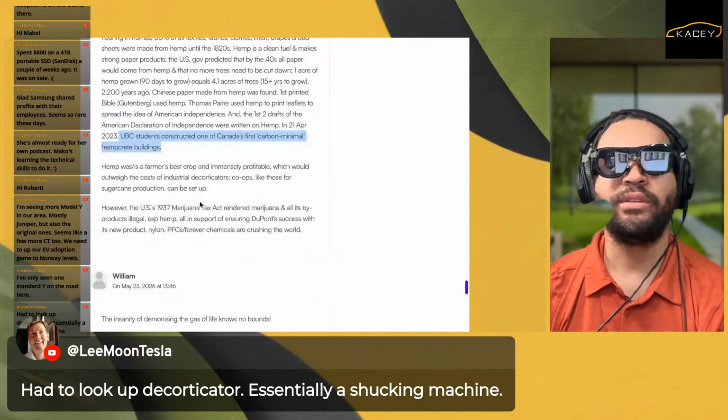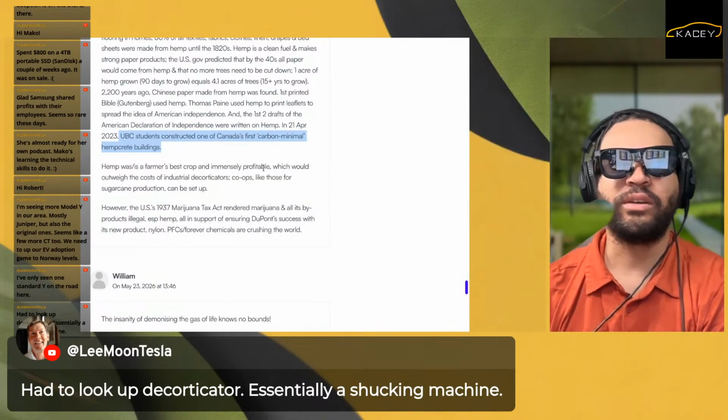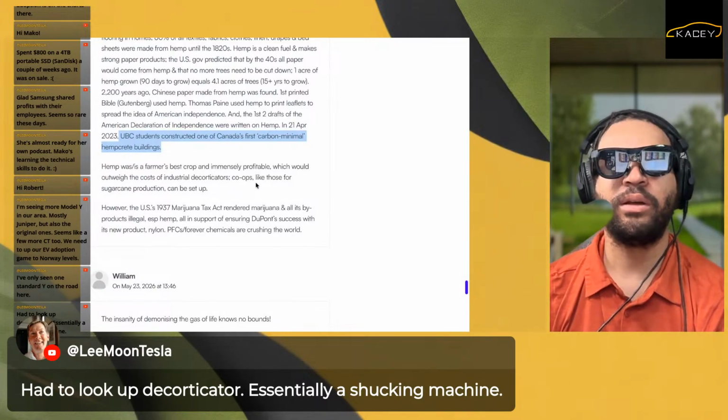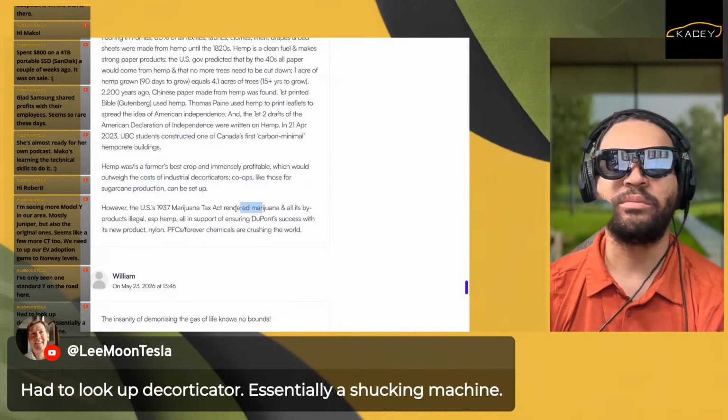Hemp was and is a farmer's best crop and immensely profitable, which should outweigh the cost of industrial decortators. Co-ops like those for sugarcane production can be set up. Yeah, that's a good point as well. However, in the U.S., the 1937 Marijuana Act rendered marijuana and all its byproducts illegal, especially hemp, in support of ensuring DuPont's success with this new product, nylon.